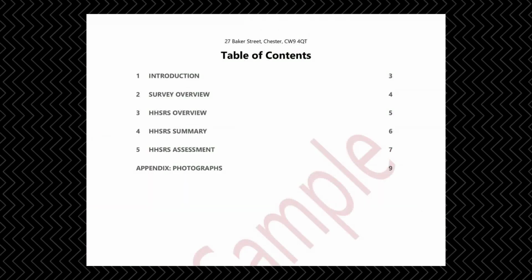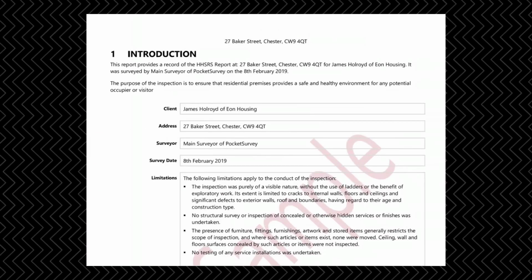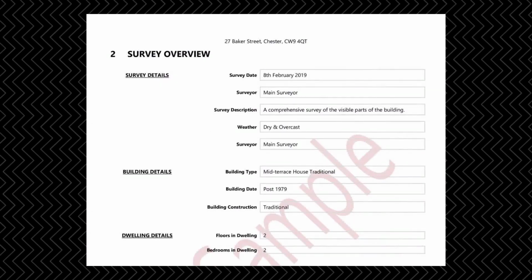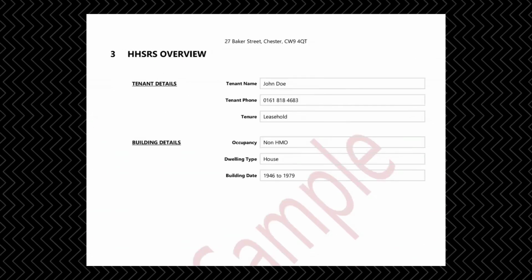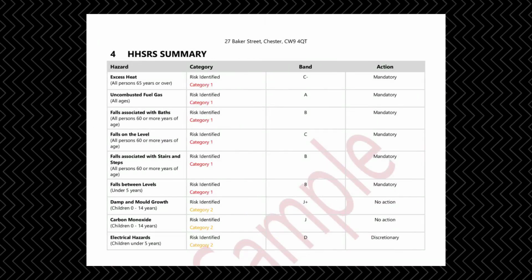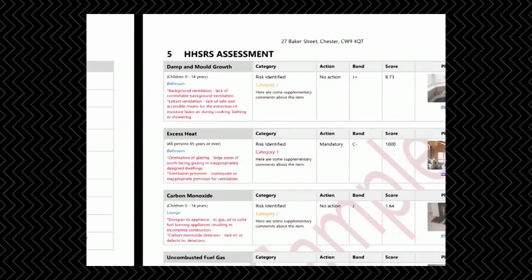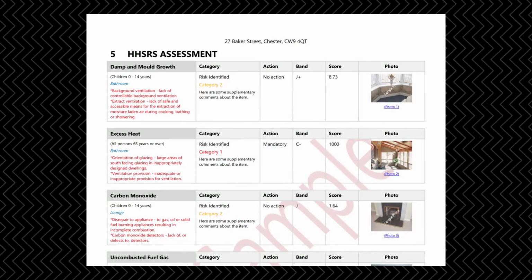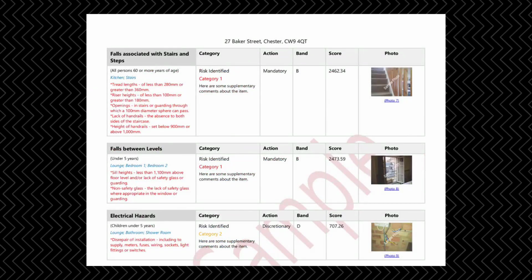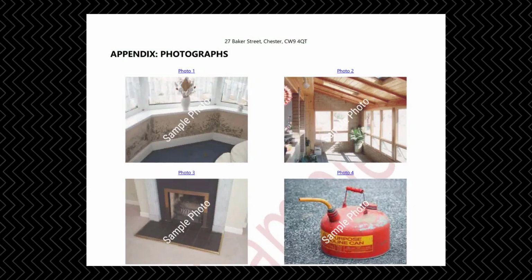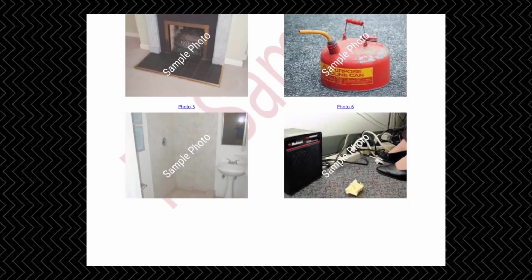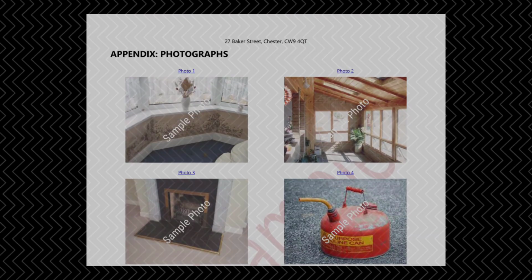There's an automatic table of contents. There are some introduction pages. There's an overview of the whole building. Then each item is listed with full details of the assessment along with photographs. And finally, there's a gallery of photos at the end with links back to the relevant parts of the document. You can change most sections of the report to suit your own needs.